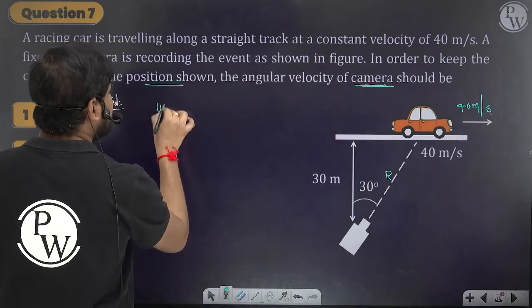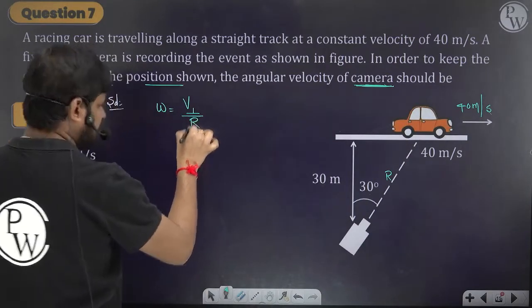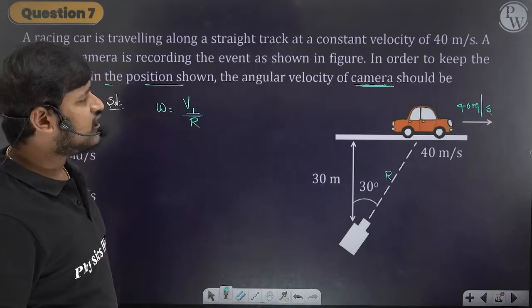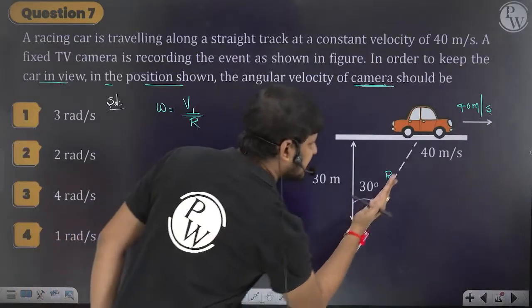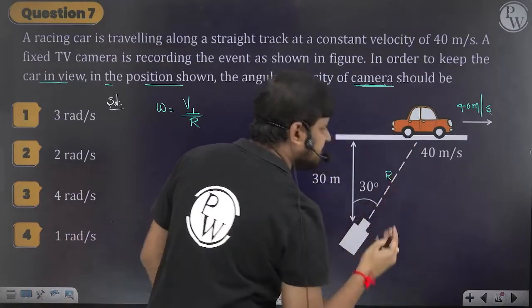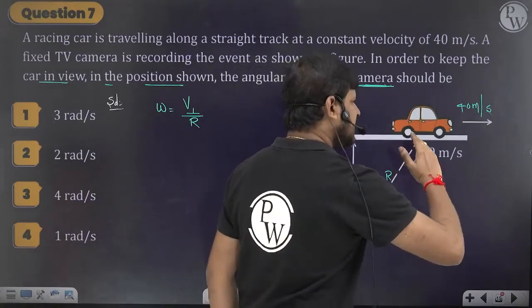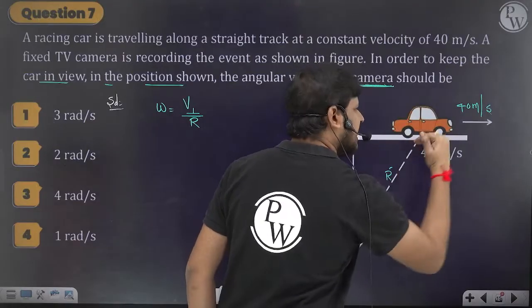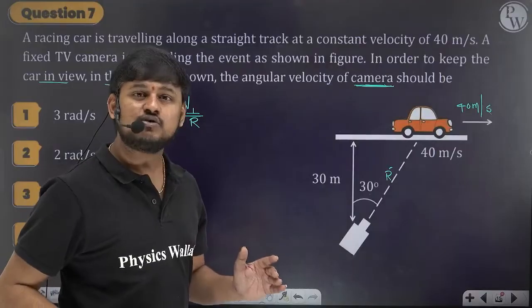You know that omega is equal to V perpendicular by R. But here the velocity and radius should be perpendicular. So this is the radius. First we don't know what the radius is. That's the first thing. And then we need the velocity. Velocity is this side, radius is this, and velocity is this. So they both are not perpendicular to each other. So what do we have to do in this situation?